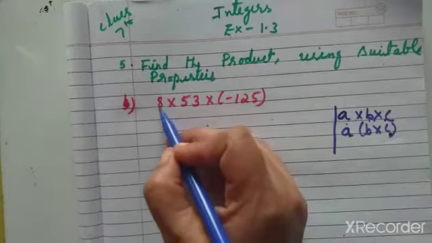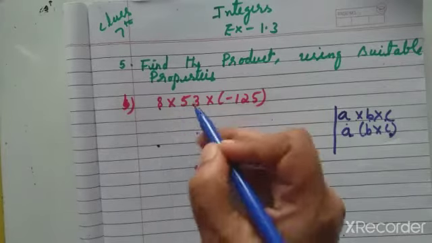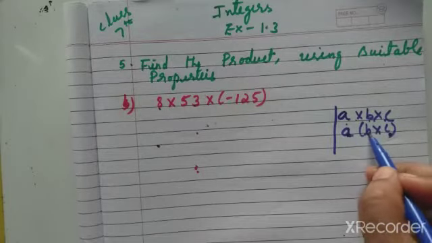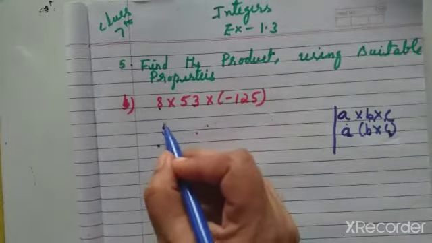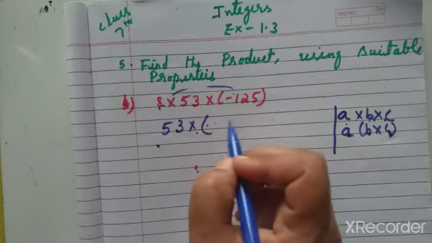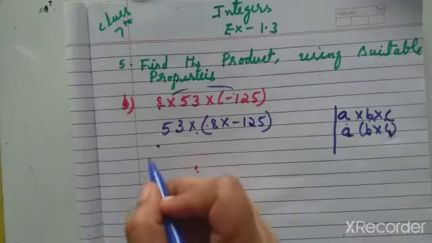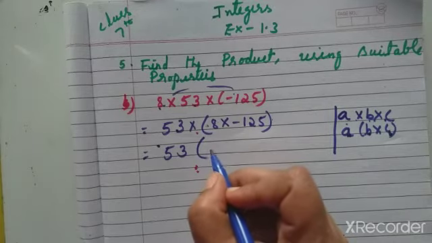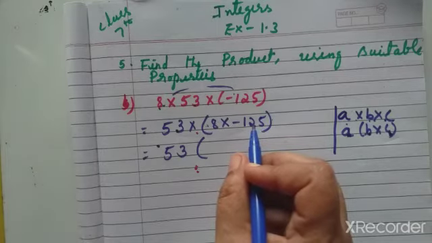So which number we can take? 8 outside and these two numbers inside, or we can take 53 outside and these two numbers inside. Okay, 53 outside, 8 into 125 inside we have to write. So 53 distributing to 8 and minus 125. 8 into minus 125. Now 53 bracket means into only. 8 into minus 125, you have to multiply and check.